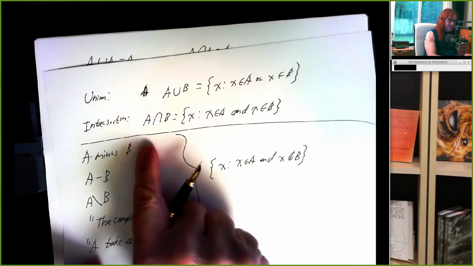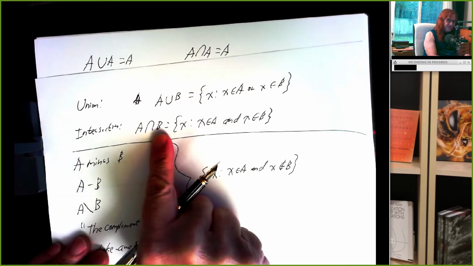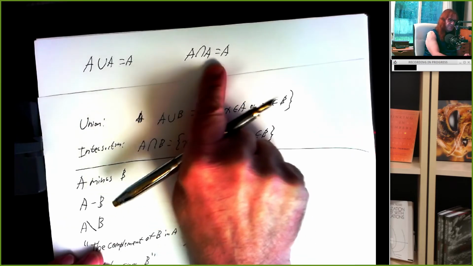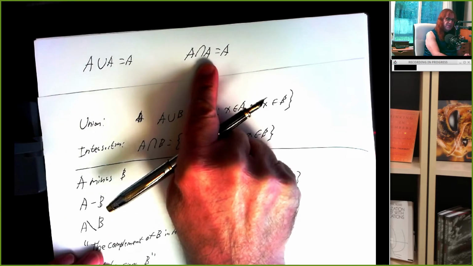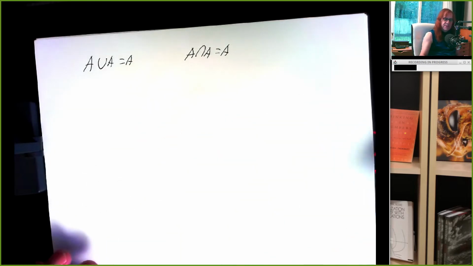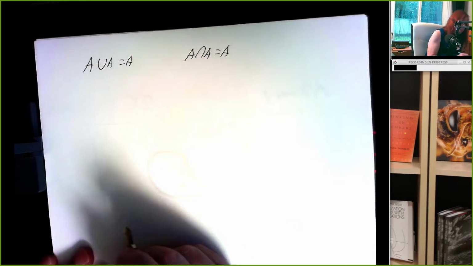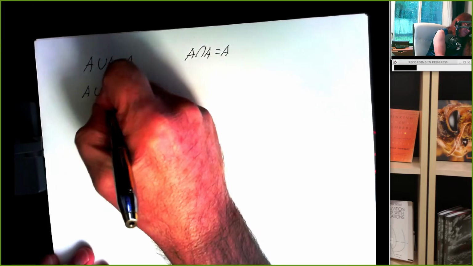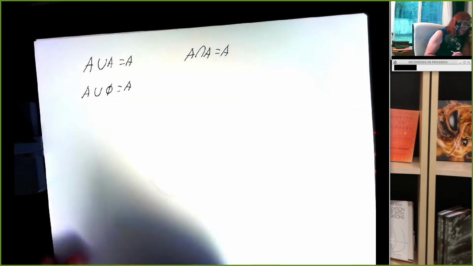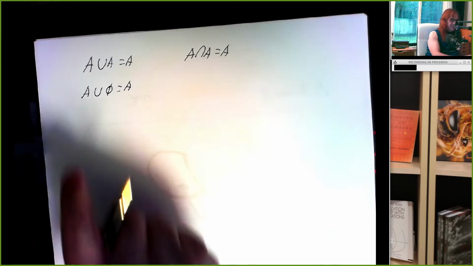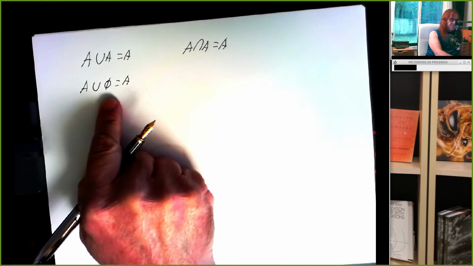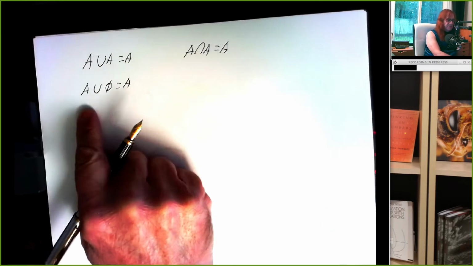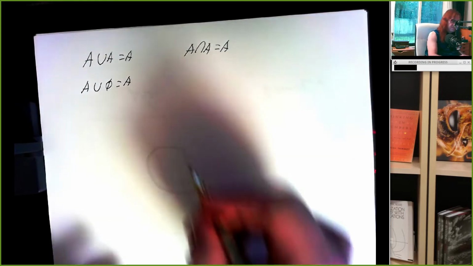And you know, the intersection is a set of things that are in this set and in that set. Well, this means a set of things that are in A and also in A. Well, that's just the things in A. If we take A and we union the empty set, we get A. This is a set of things that are in A or in the empty set. Well, there's nothing in the empty set. So this is just the set of things in A.